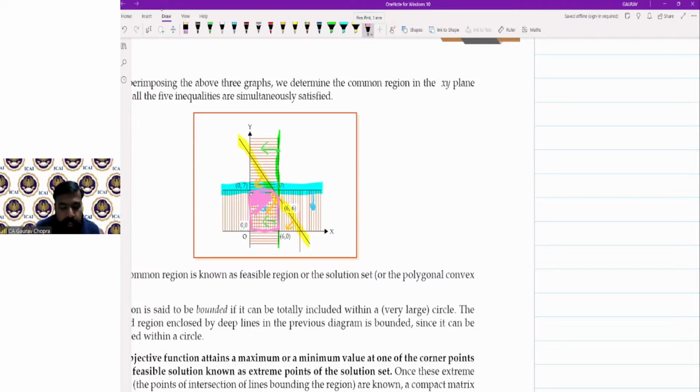Now this area is satisfying all the three. ये तीनों को satisfy करेगा. ब्लू से भी नीचे है, ग्रीन के भी अंदर है और येलो के भी अंदर है. So this will become the required area.